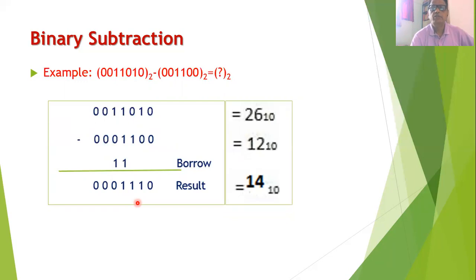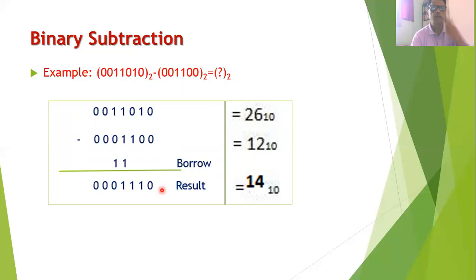Now, just for the purpose of checking, you can convert these numbers into decimal equivalent. You will find that the first number is equivalent to decimal 26. The second number is equivalent to decimal 12. And when we subtract 12 from 26, you know that the result is 14. Now you can cross check whether this result is equivalent to 14 or not. And when you check it, you will find that this result is the correct one.